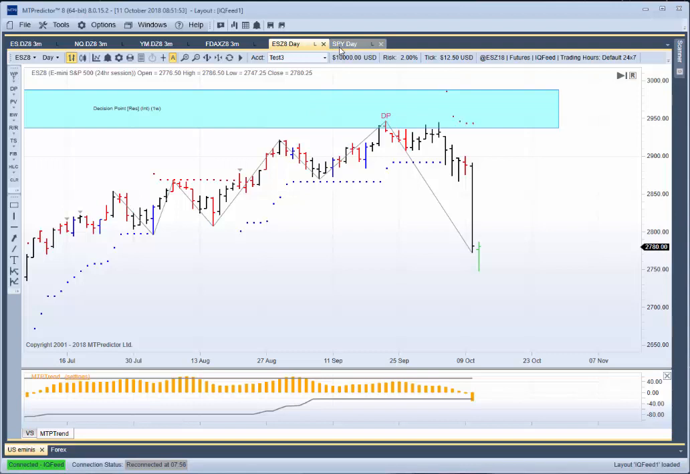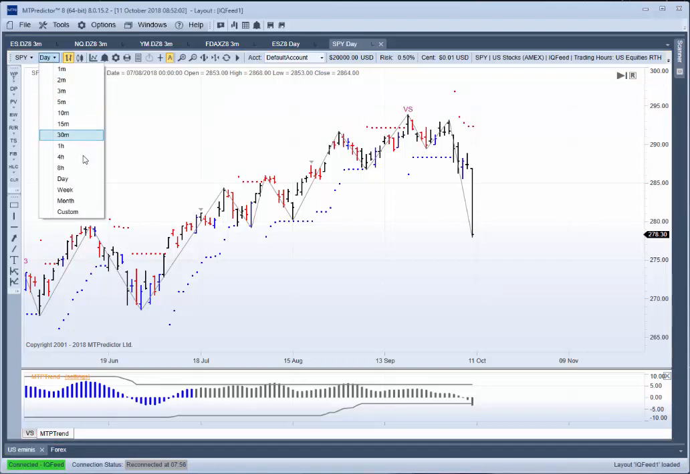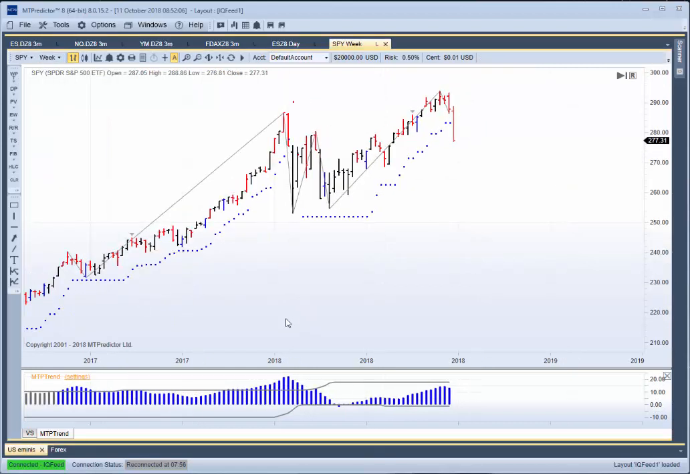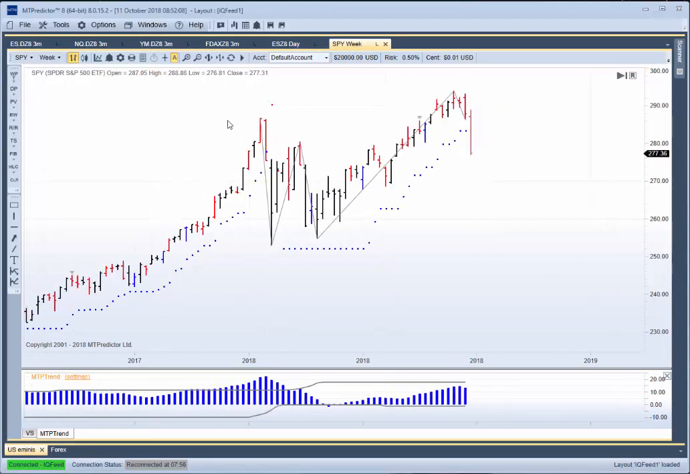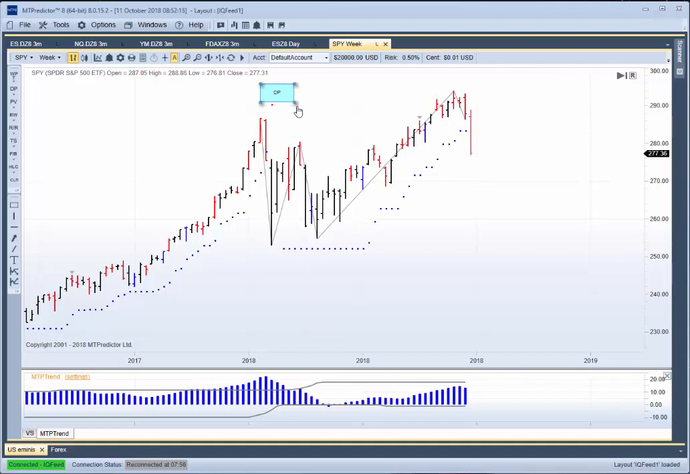Let's have a look at the Spiders, SPY, which is the ETF, and a similar kind of situation where we had a VS sell up here. Let's have a look at the longer time frame. Go out to the weekly chart, exactly the same as the ES, where here we had the previous high back there early in the year. Right mouse click, do our decision point. That would have given us our resistance area. Remember, that would have been on the chart in advance. That would have been on the chart before the SPY even got up there.